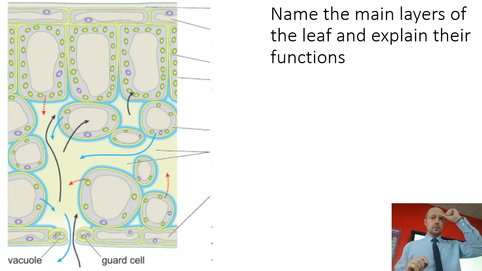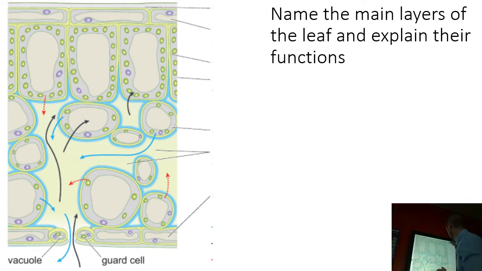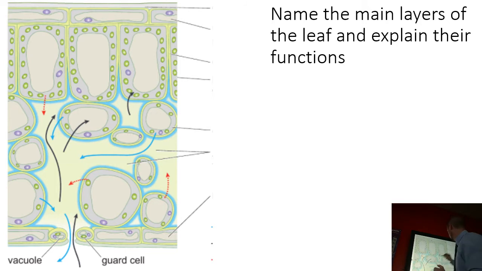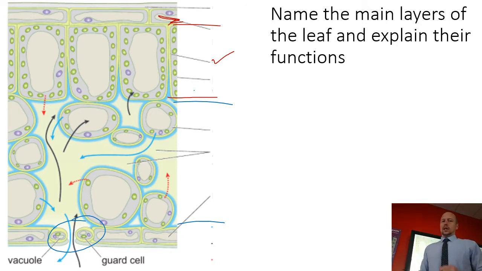Right, name the main layers of the leaf. So I think you should know the top layer, this one at the top here. The second one down isn't too important, so I would maybe miss that one out. I'm not too bothered about that one there. We should know this layer, this one here, we should know this next layer here, and we should know this part of the leaf. So can you think, what are the names of them and what are the jobs?